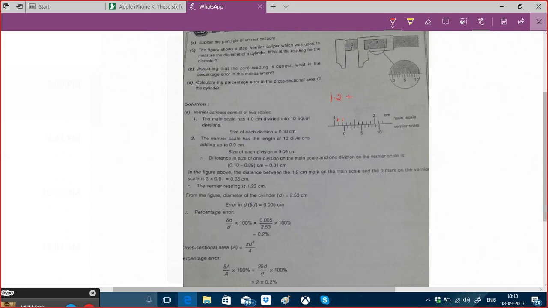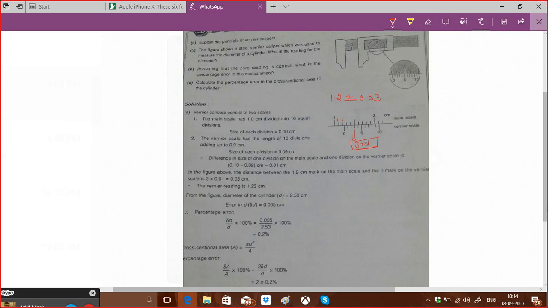1.2, and now plus minus whichever column will coincide there. So clearly you can understand that it is the 1, 2, 3, third column that is coinciding with the main scale. Third column. So that means 1.2 plus minus 0.03. Least count multiplied by column coincided, okay?